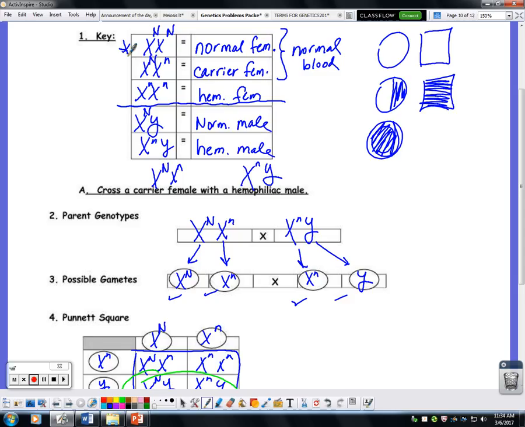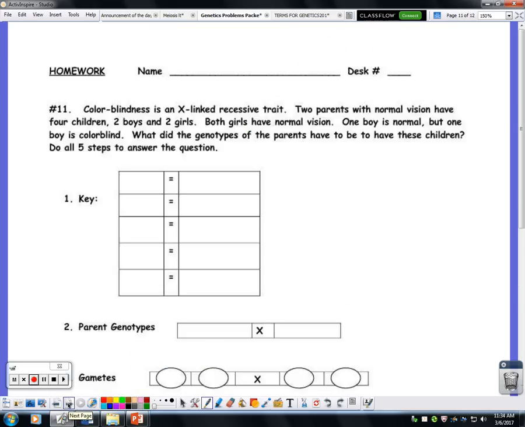Your homework is a little tricky. I'm not going to give you any help. This one, I give you clues. It says colorblindness. So again, use the Xs. There's another X-linked trait. That's our other sex-linked trait. 2 parents with normal vision have 4 children, 2 girls and 2 boys. Both girls have normal vision. 1 boy is normal, 1 boy is colorblind. What do the genotypes of the parents have to be to have these kids?